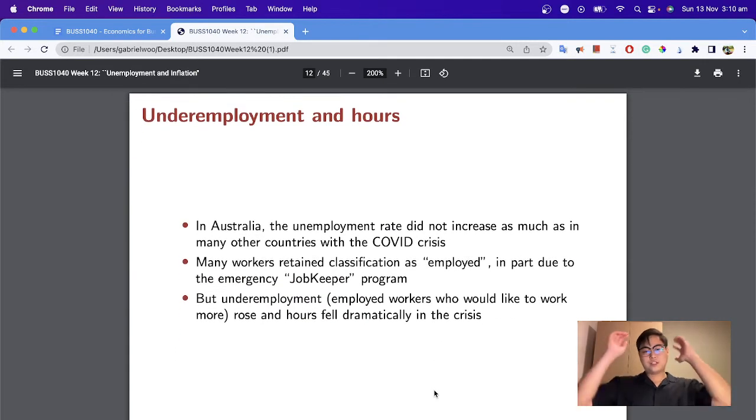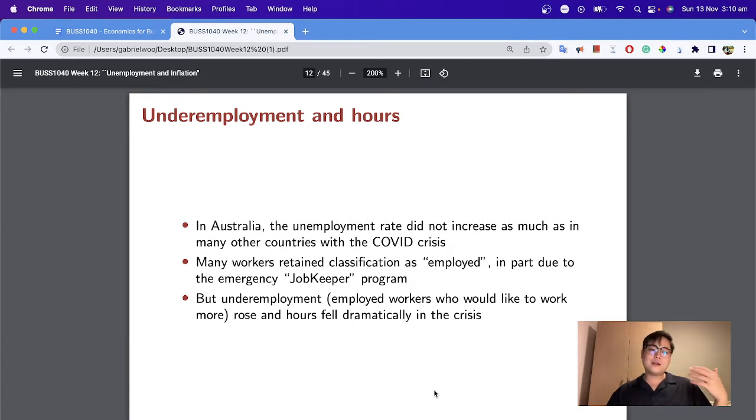So we also briefly talked about underemployment in relation to the concept of employment. Some workers may want to work 40, 50 hours a week. However, the employer only wants them to work 20. So they're not intentionally part-time workers, but they're forced to be part-time workers.